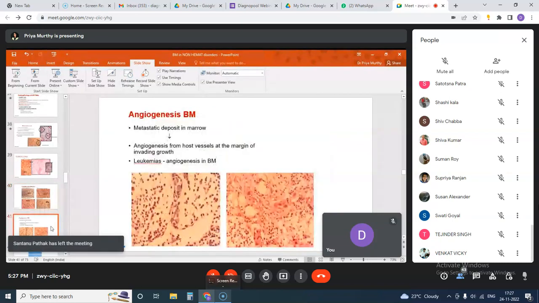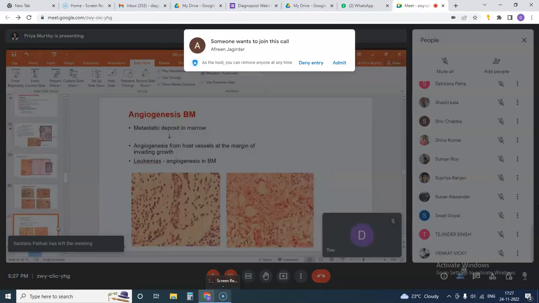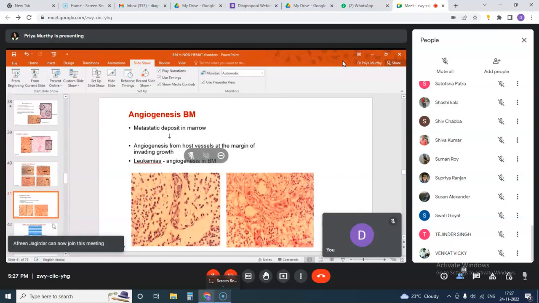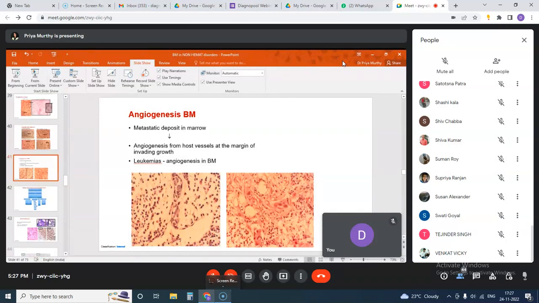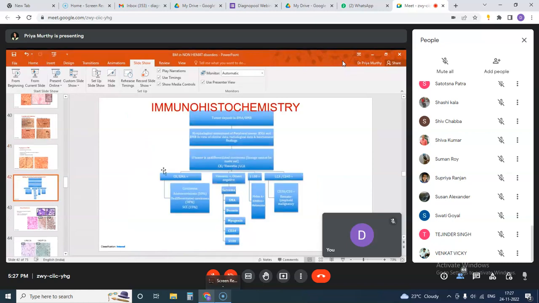And usually we come across angiogenesis also, like we see in other solid tumors, and development of blood vessels at the growing edge of the tumor. And a flow chart is there where, once we see an unknown primary in the bone marrow, an unknown carcinomatous deposit in the biopsy, we can go in for immunohistochemistry.